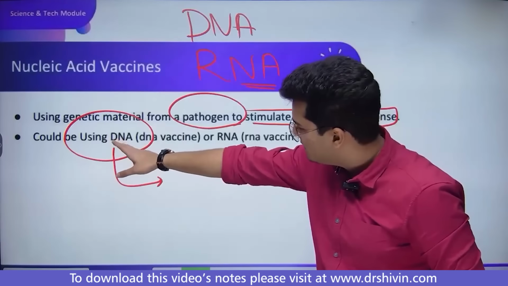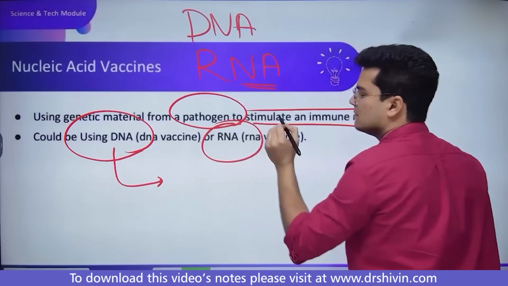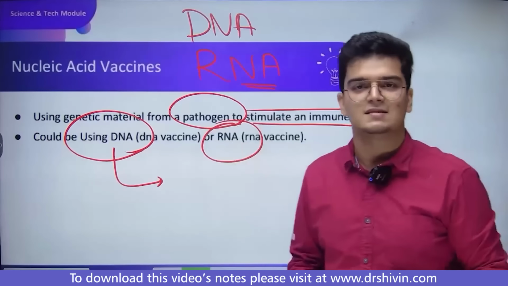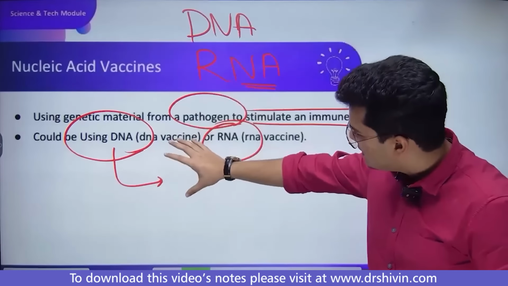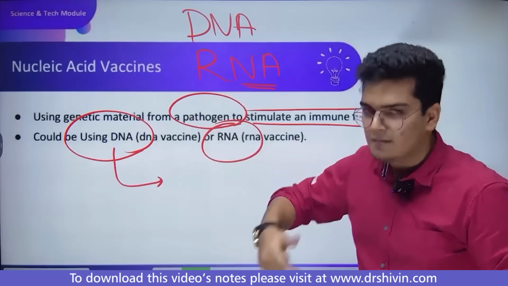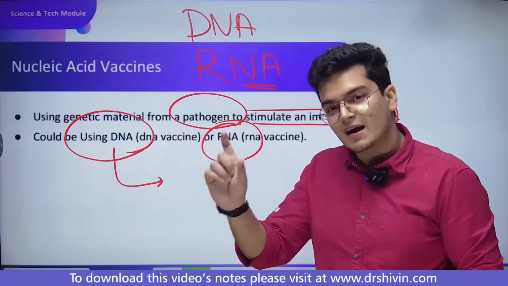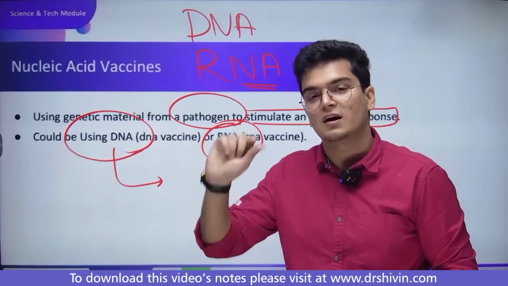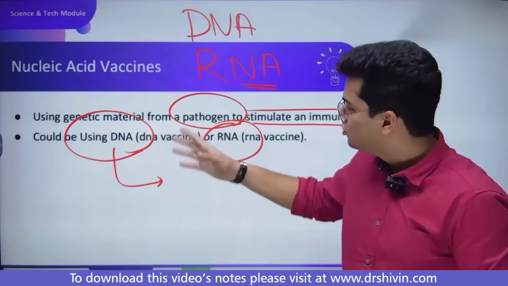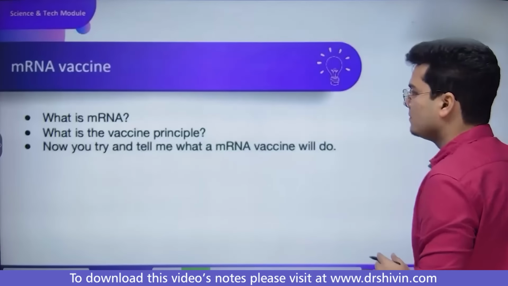So this could be DNA vaccine or it could be RNA vaccine. RNA vaccine we will just see. This is using the genetic material of the pathogen. Which genetic material are we going to use? That genetic material that is coding for the antigen protein. Using the genetic material of pathogen to generate vaccine.